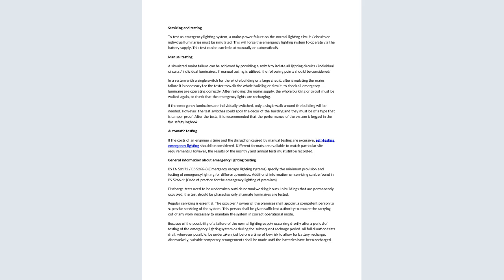However, the test switches could spoil the decor of the building, and they must be of a type that is tamper-proof. After the test, it is recommended that the performance of the system is logged in the fire safety logbook.